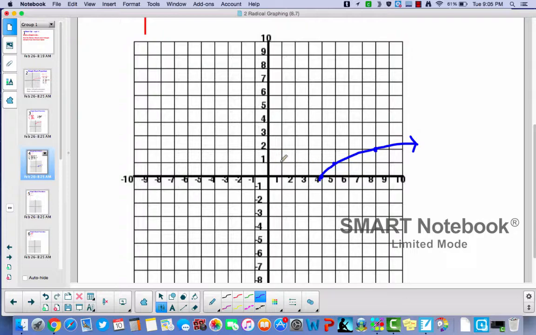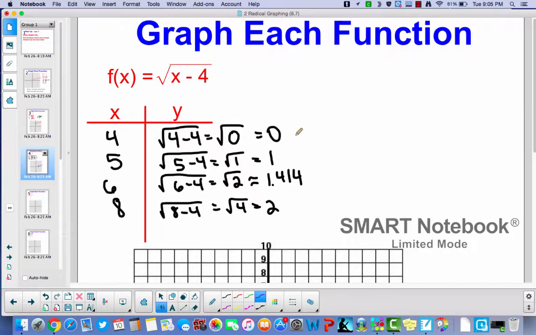So what did our graph do? It moved to the right 4. But look what our curve said: the square root of x minus 4. So remember, under the radical, it's just like being inside the parentheses. It moves it left or right, but our sign is opposite.